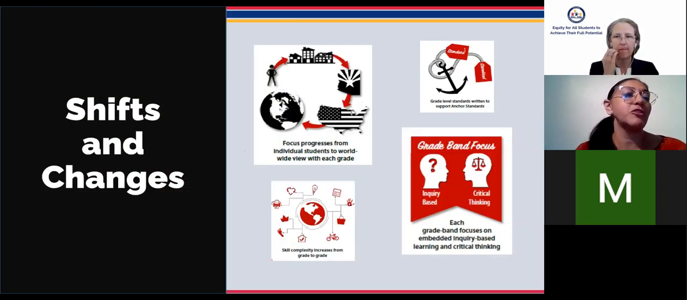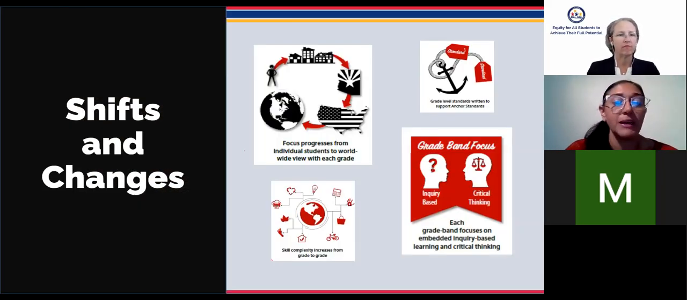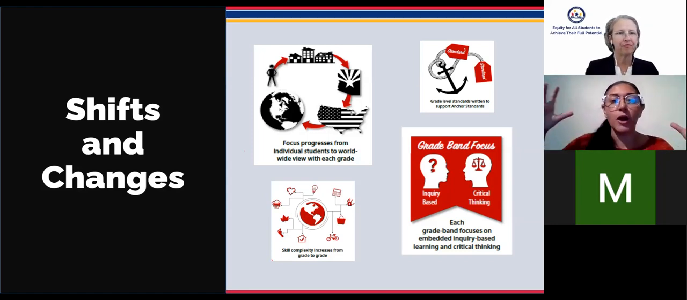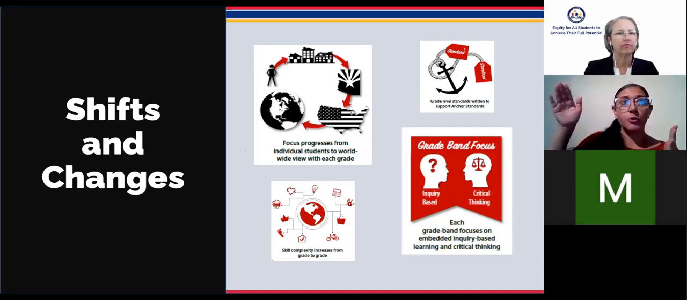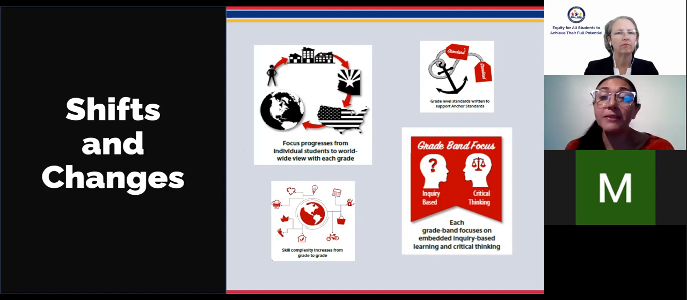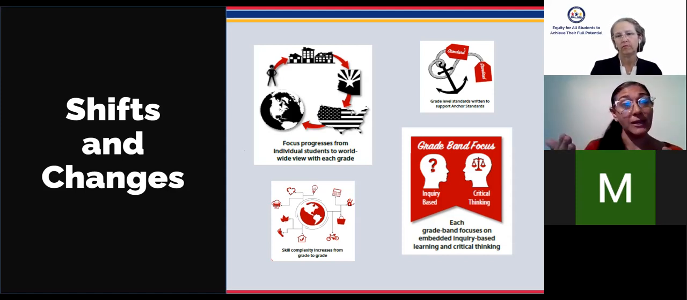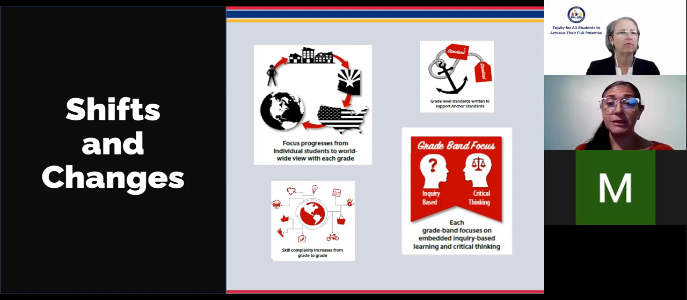So now let's talk about some of those shifts and changes that will support what Sam Weinberg said is best teaching practice. As you can see here, the first graphic says that we're now going to have focus that progresses from individual students. Starting in kindergarten, it really focuses on the individual student, and then it's going to get broader and broader to the worldwide view within each grade level. And you'll see that when you see the K through 12 articulation there. Okay, the next one is grade level standards are written to support the anchor standards. So we're going to have these 21 anchor standards of what students should be able to know and do by the time they leave high school. And each of your grade level standards are going to be written to support that. The next one is that we have skill complexity, which is going to increase from grade to grade. I think that one makes sense for all of us.